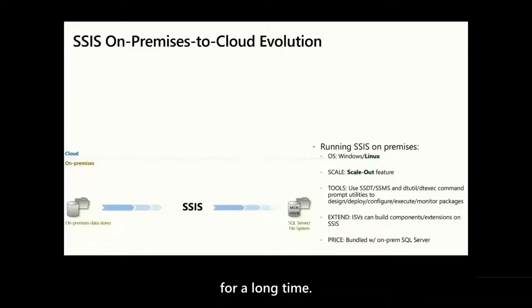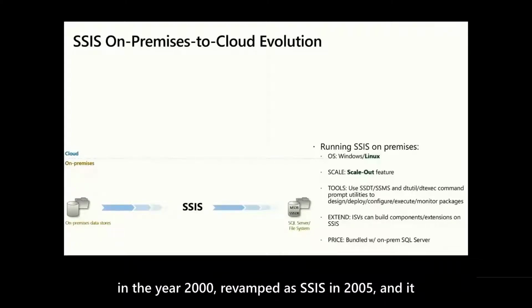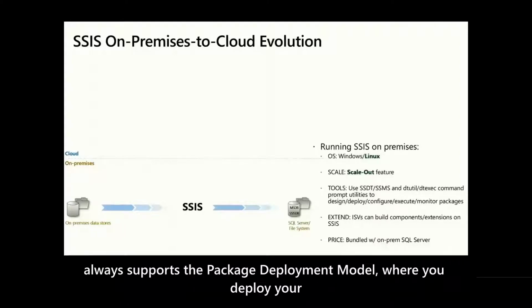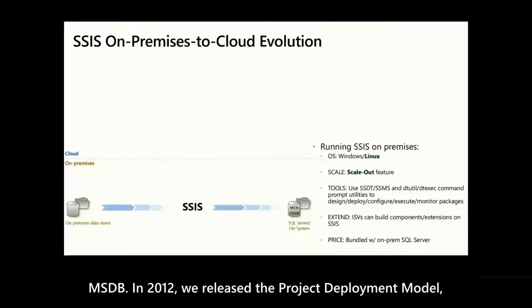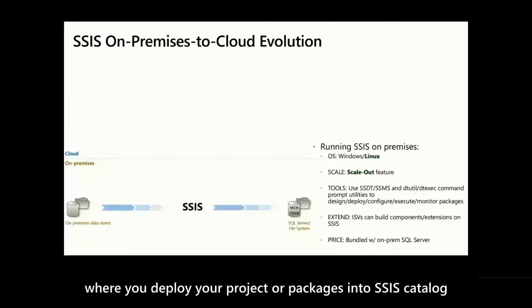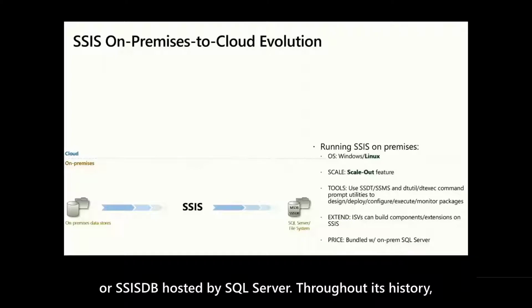It was born as Data Transformation Services, or DTS, in the year 2000, revamped as SSIS in 2005, and always supports the package deployment model, where you deploy your SSIS packages into file system, or SQL Server Database, or MSDB. In 2012, we released the project deployment model, where you deploy your project or packages into SSIS Catalog, or SSIS DB, hosted by SQL Server.